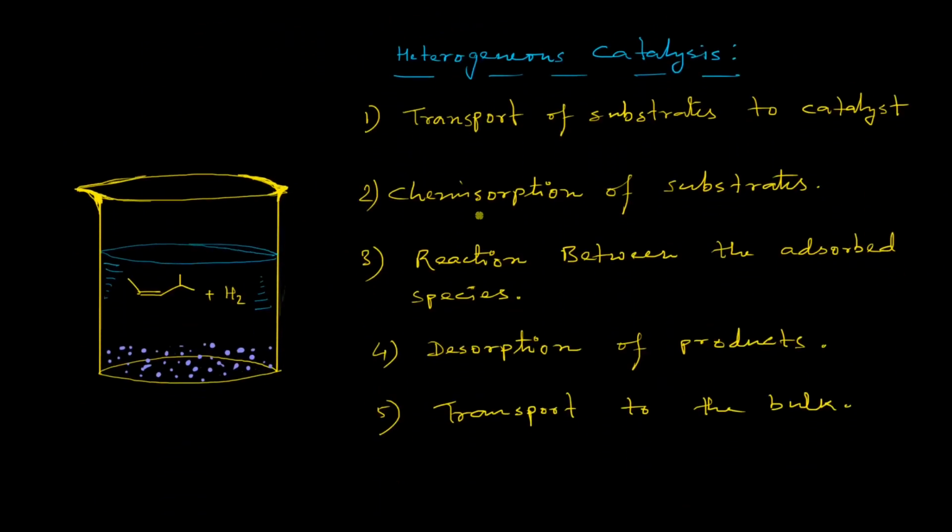Since this reaction is an example of heterogeneous catalysis, it must follow the steps of any heterogeneous catalysis. The steps are listed here. In the first step, the transportation of the substrate molecules to the catalyst will take place. Here the alkene and the hydrogen are in the solvent, so they must be transported to the catalytic centers, and after that the chemical adsorption of the species will take place over the heterogeneous catalyst. When they reach the catalytic centers, the chemical adsorption will take place.